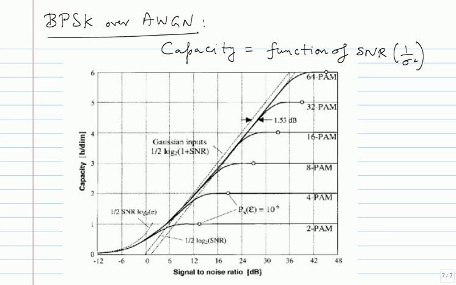Uncoded transmission, rate 1. Rate 1 uncoded transmission, you will get 13 dB, 10 power minus 6 probability of error. Now, if I say I can live with rate half, look at the plot and tell me what's the SNR I need. It's somewhere here, right?